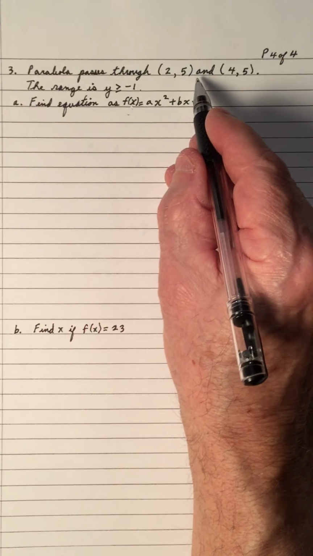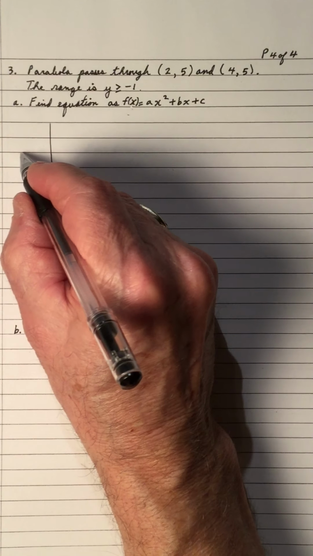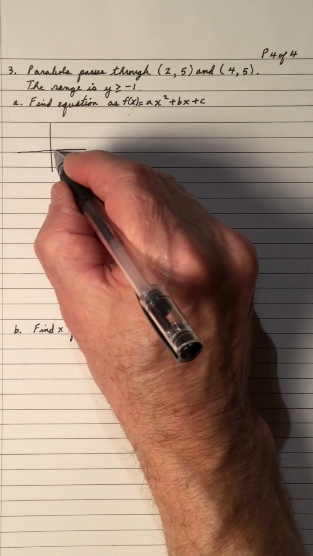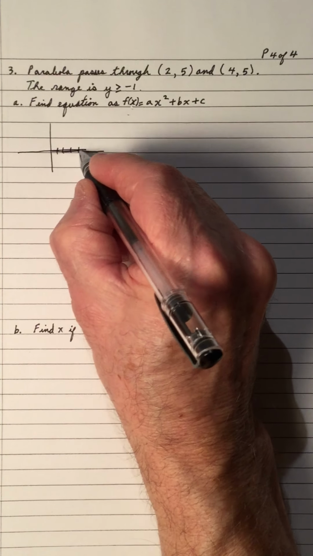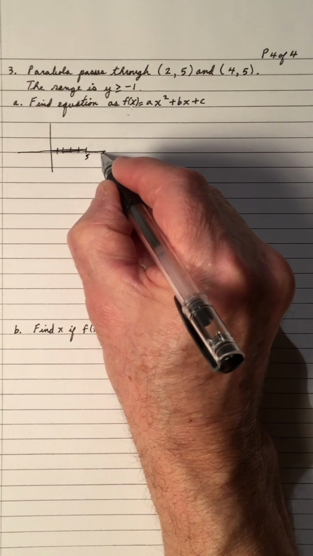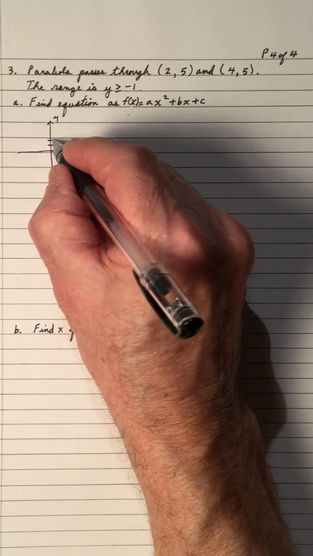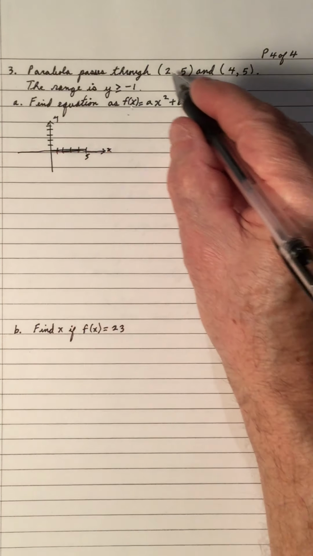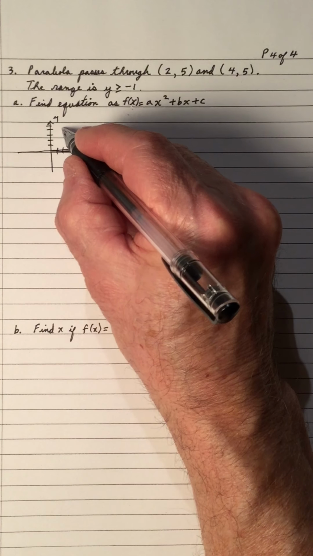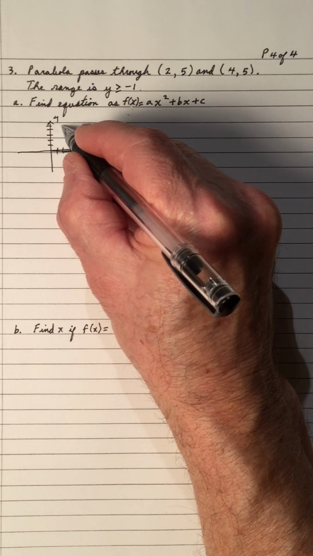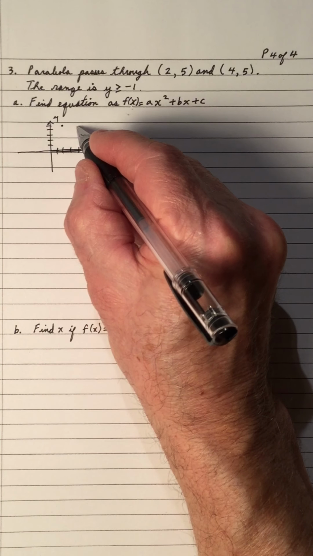So it passes through these 2 points. Let's look at these 2 points on a graph. Oops, let me draw a straight line if I can. So 1, 2, 3, 4, 5. That's the x, and this is the y. And we got 1, 2, 3, 4, 5. So the parabola passes through 2, 5. X is 2, y is 5. That's right there. And it passes through 4, 5.